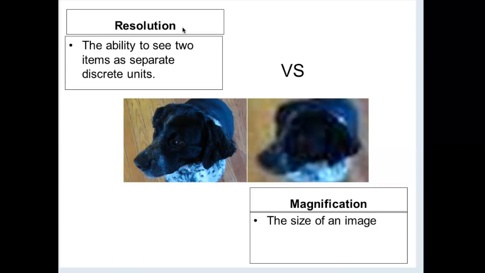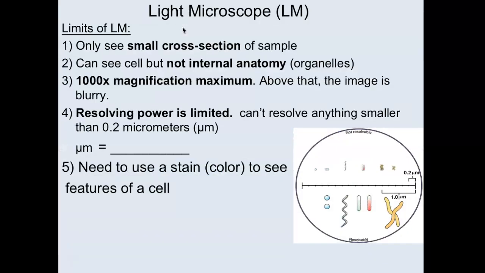Okay, so let's take a look at the light microscope. These limits of the light microscope, 1 through 5, are also on your outline, so there's no need to copy this down. With a light microscope, you can only see small cross sections of a sample.